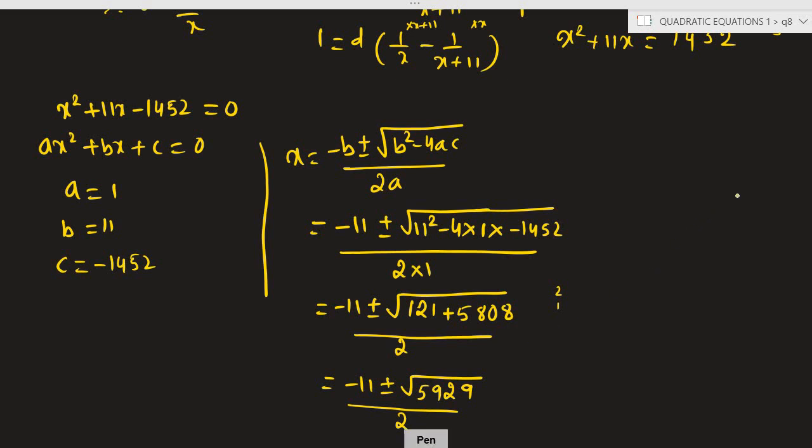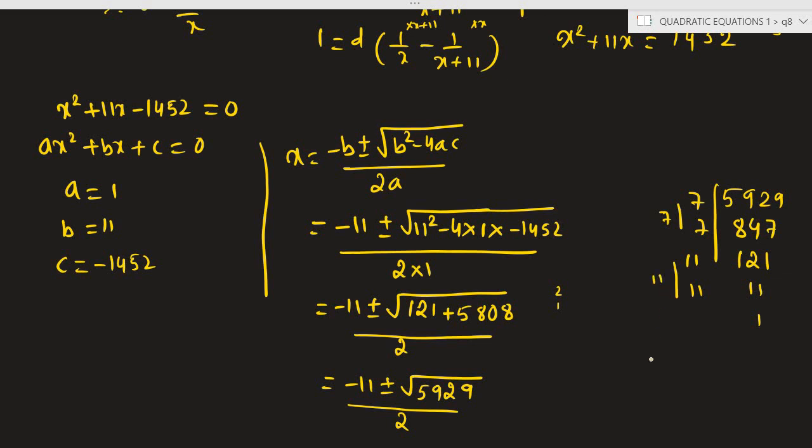If you want to find the root of 5929, let us write it like this: 5929, and you factorize it. How will you do this? 7 8s are 56, 3 remains, 7 4s are 28, 4 remains, 7 7s are 49, 7 1s are 7, and you need to divide it by 11; 11 11s are 121, and 11 1s are 11. How many pairs of 7 are there? One pair, that is 7, and this is 11. So therefore root 5929 is equal to 7 into 11, which is equal to 77.